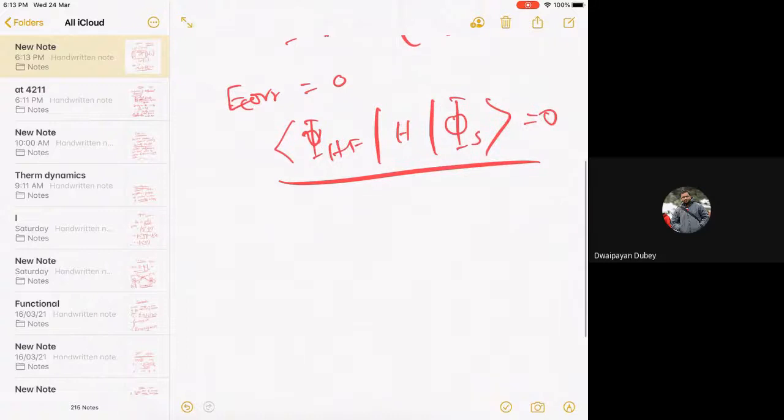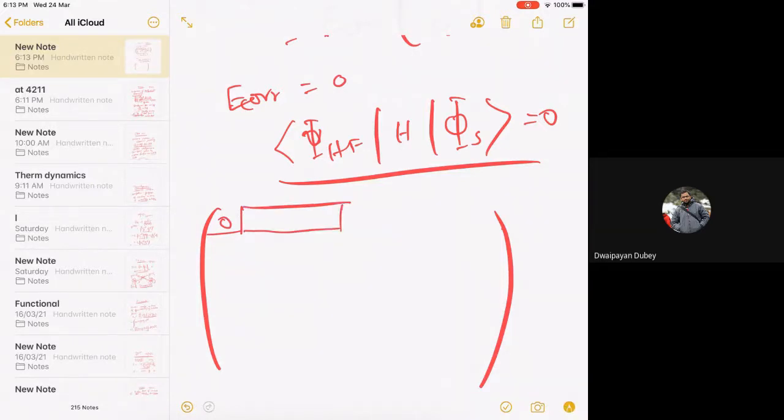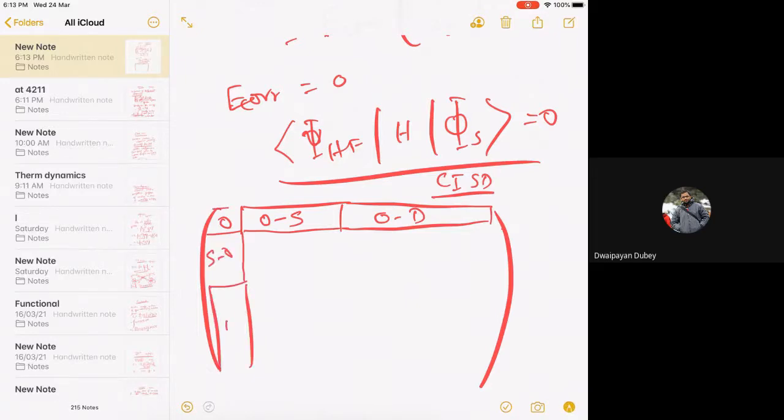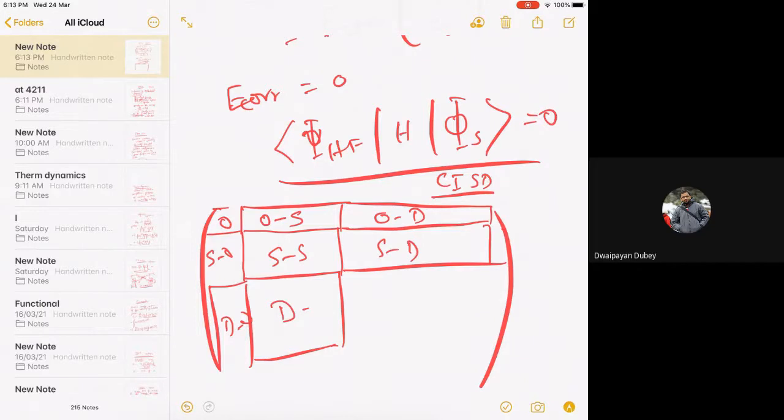But if I have singles and doubles, then you have 0 here, which is the Hartree-Fock, H minus E Hartree-Fock. And then you have Hartree-Fock with singles. So I'm calling it 0, Hartree-Fock is 0 with singles. Then 0 with doubles. So let's say I'm doing CISD. Normally doubles is much larger than the singles. And then you have exactly the same thing, singles with 0, doubles with 0. And then you have a singles block, singles doubles block. Then you have doubles, singles block, and then there's a doubles block.